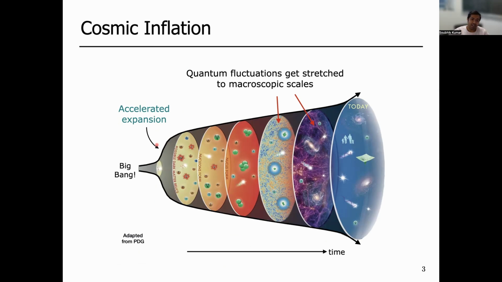The idea is that when the universe was very, very young, there was an epoch when the universe expanded very rapidly in an accelerated fashion. During this epoch, small-scale quantum mechanical fluctuations got stretched to very, very large sizes and eventually sourced the anisotropies that we see on the CMB and inhomogeneities in the large-scale structure. So this is a very exciting idea.